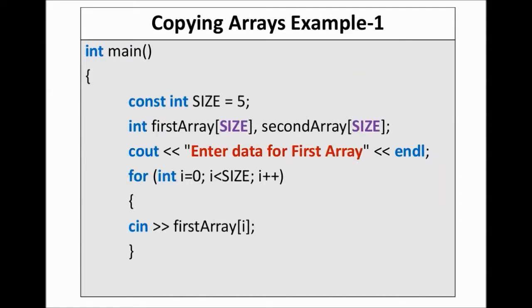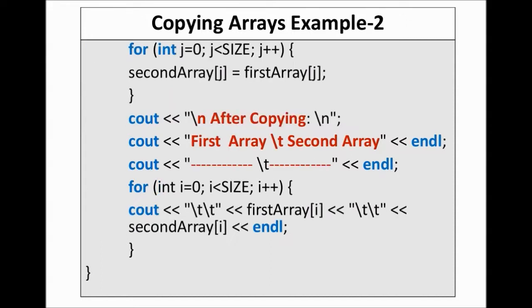So here is the example. For example, first of all, we declare a first array and a second array. Then we use a for loop to enter values into the first array. We write for int i equal to 0, i less than size, i plus plus, and in the body we enter the values in the first array.